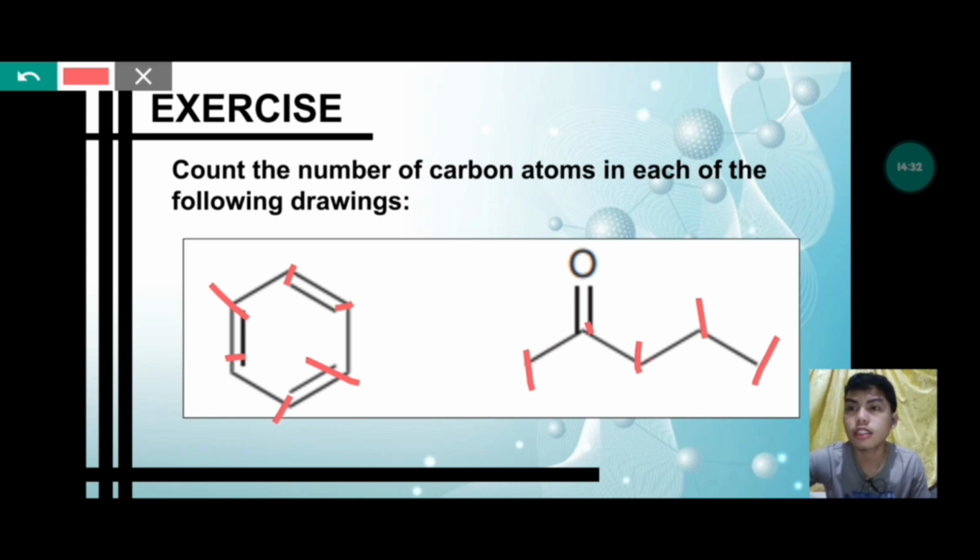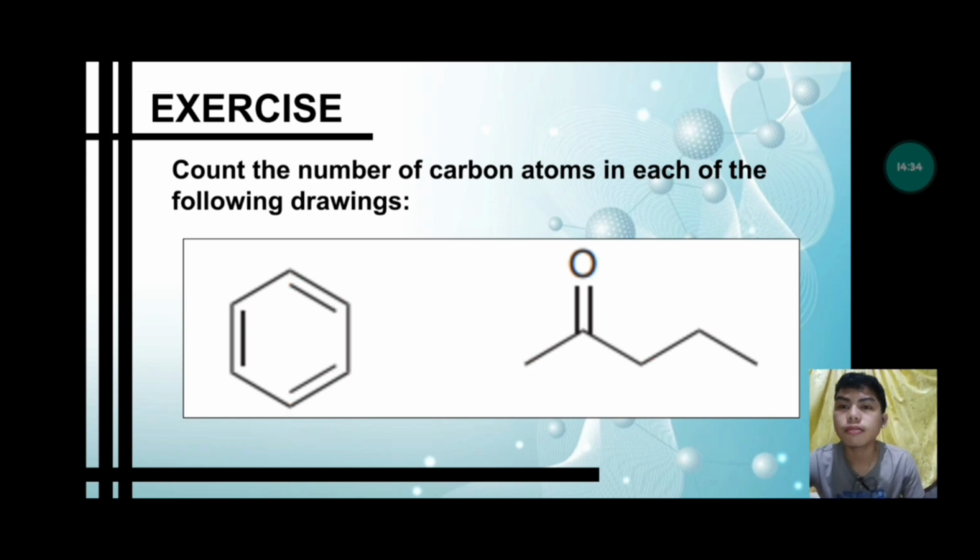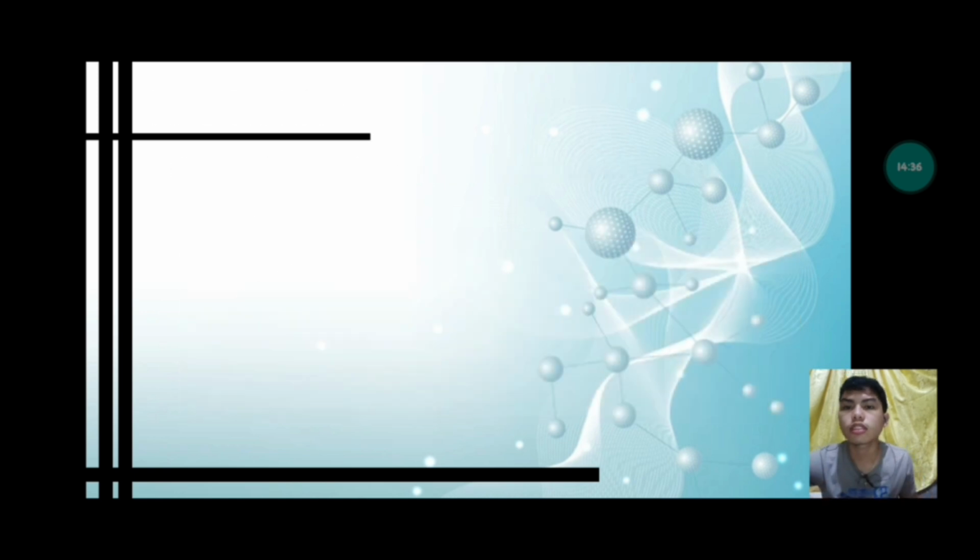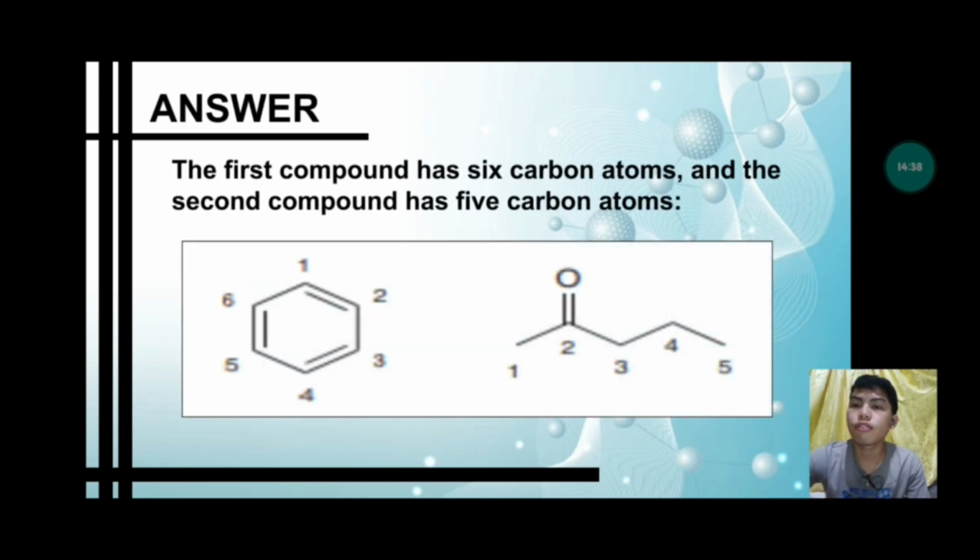So let's check if that is right. I mean, this is right. The first compound has 6 carbon atoms, and the second compound has 5 carbon atoms. So my answer is correct. If your answer is also correct, then you're a good listener.